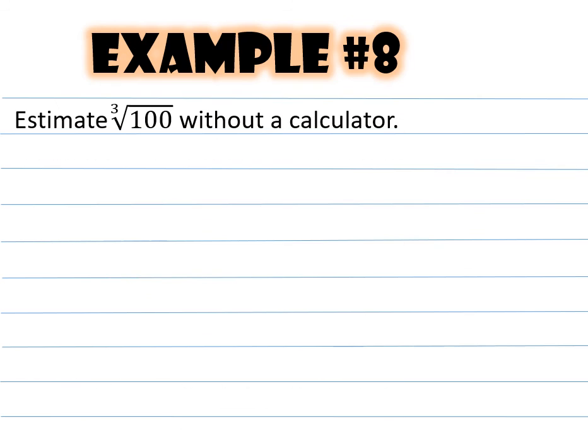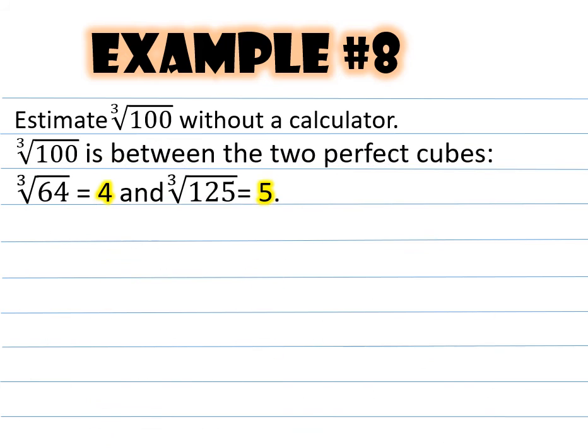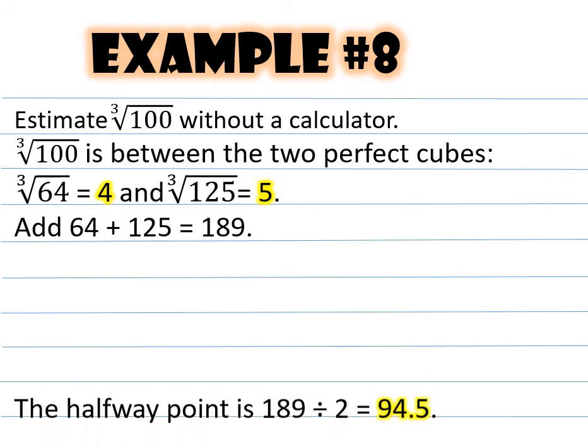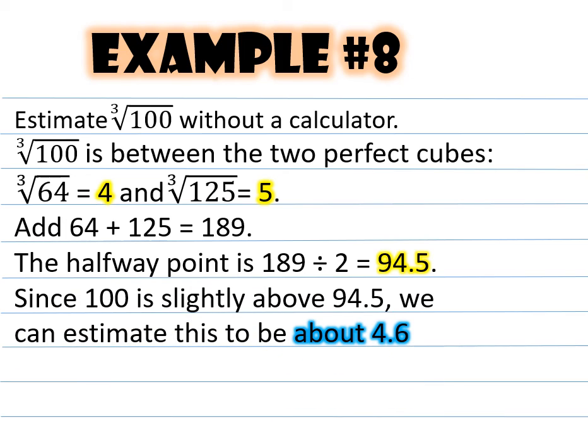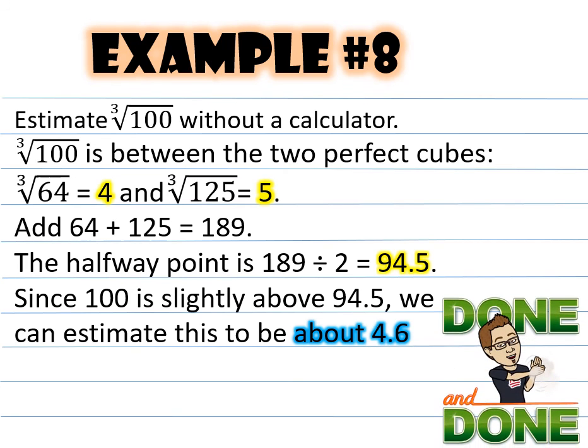Example number 8, our final example. Estimate the cube root of 100 with a calculator. The cube root of 100 is between two perfect cubes. The cube root of 64 equals 4, and the cube root of 125 equals 5. If you add 64 and 125 together, you get 189. Cut that in half, you get 94.5. Since 100 is slightly above 94.5, we can estimate that this is about 4.6. Done and done.